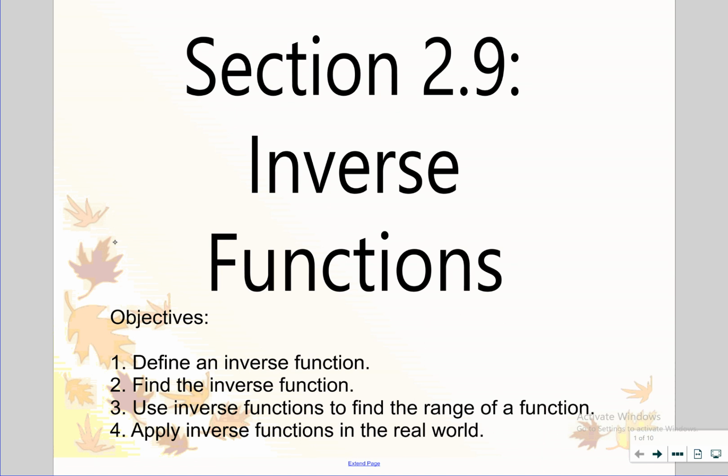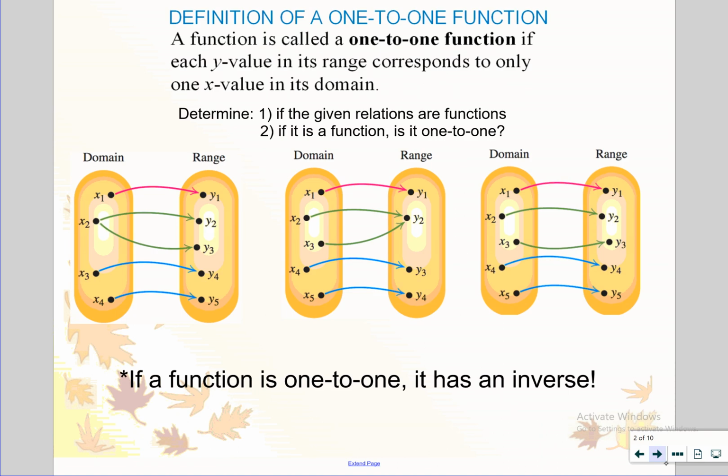Okay. All right. Inverse functions. So we talked about a few sections ago what makes something a function. A function is when each x has one y. We also did a vertical line test with that. If you remember, there were a few different ways we could figure out if something was a function.